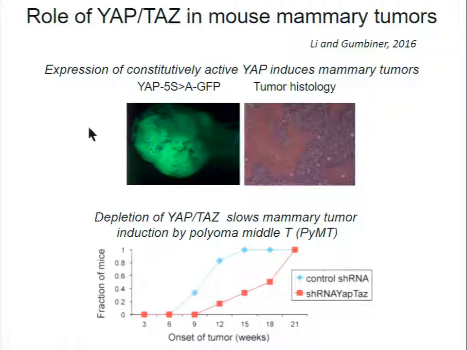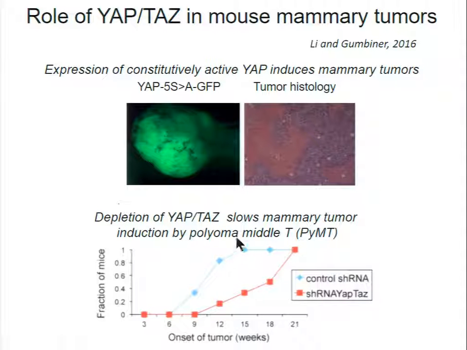And what we showed in this experiment is that overexpressing a constitutively active form of YAP causes the formation of mammary tumors in about half of all mice. So it turns out to be a fairly potent oncogene. All by itself, it can cause large mammary tumors to grow.